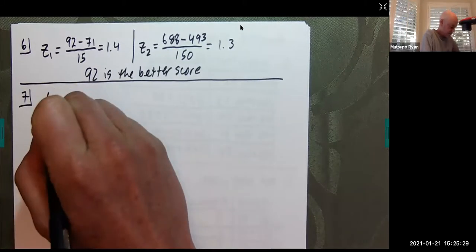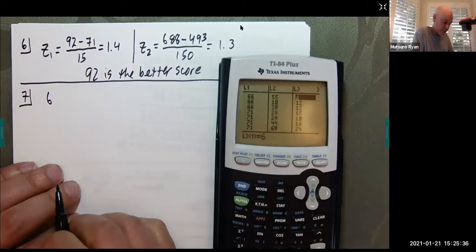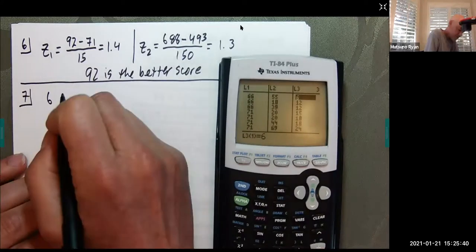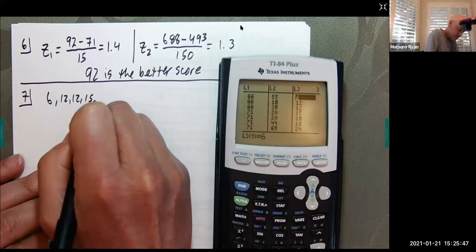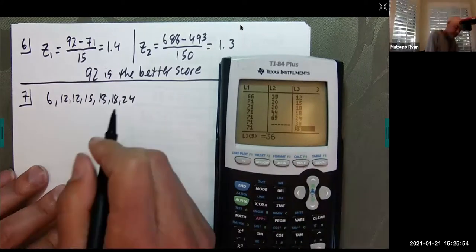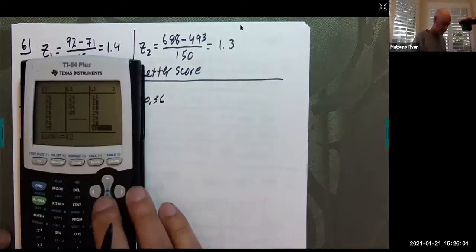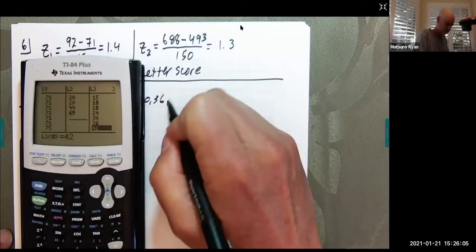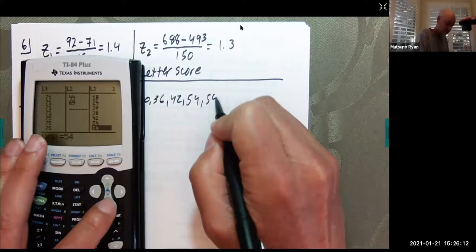So 6, 12, 12, 15, 18, 18, 24, 30, 36, 42, 54, 54, 54, 54, 66. That's it. Now there's a total of 18 scores here.